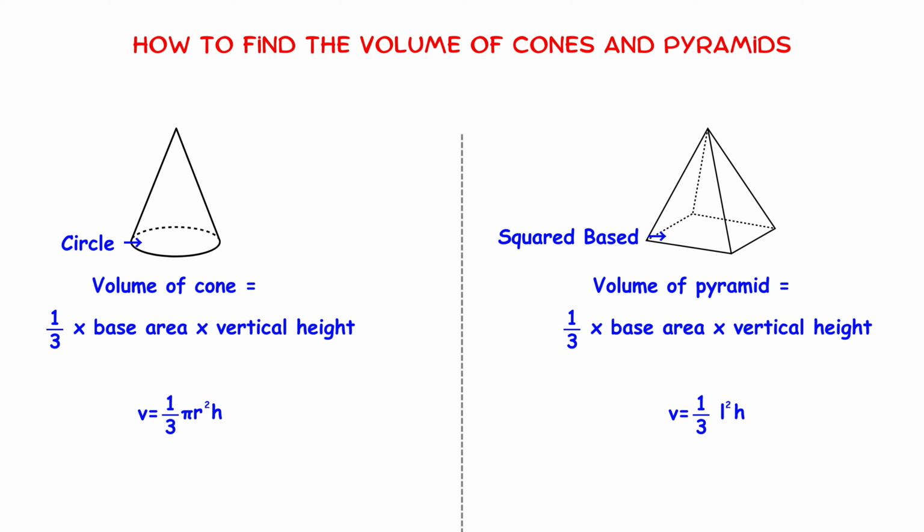For example, the base of a cone is a circle, so the base area will just be the area of a circle, which we can find by doing pi r squared. And so the symbol formula for a cone would be V equals 1/3 pi r squared h.